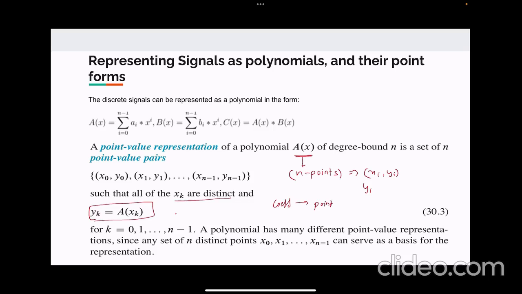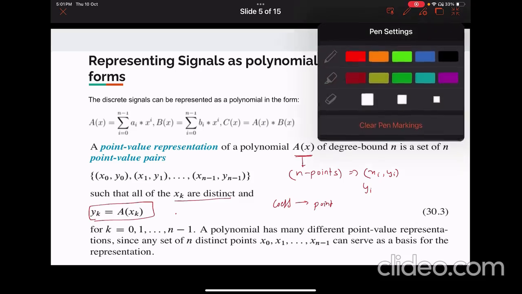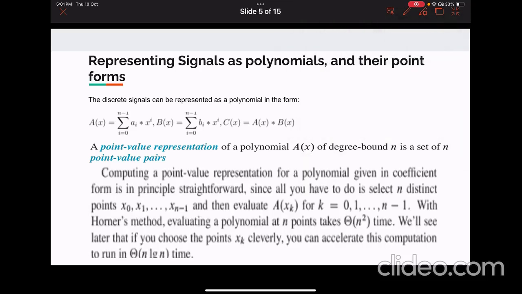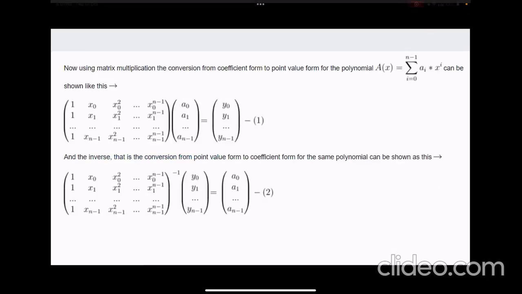This will be really useful. Why? Because obviously the problem still remains that for each x, when I'm evaluating A of x, I will need to go over all of the coefficients of A and evaluate the answer for all of them. And for n points, the time still will be theta of n square. But if I choose my points xk very cleverly, I can reduce my time complexity to theta of n log n, which is a huge time saving. So how would I do that?